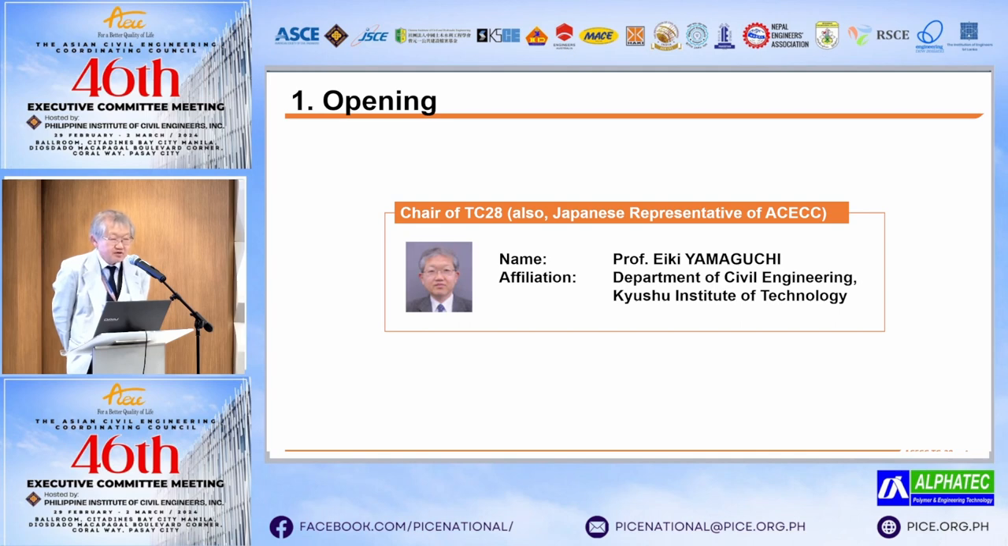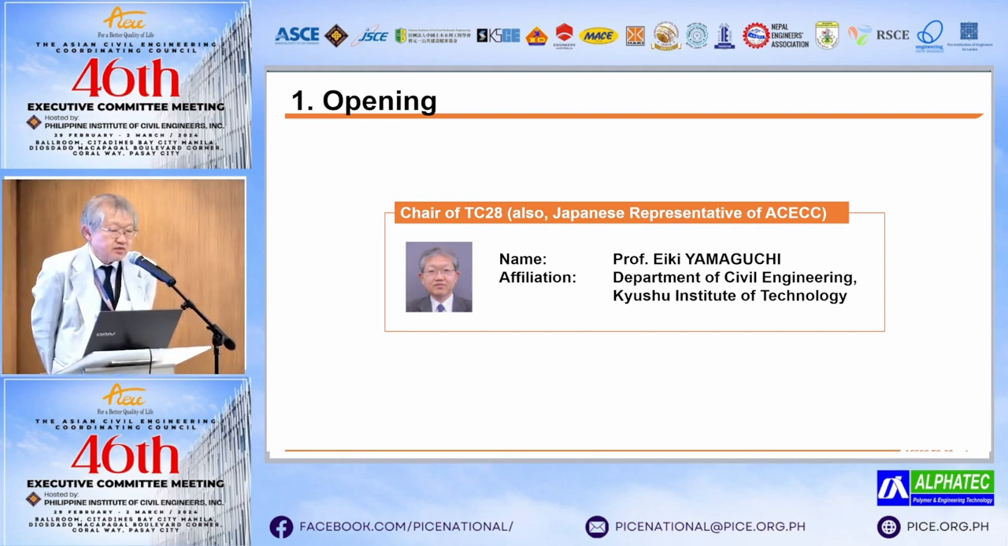So we actually have a big social problem in Japan, the aging of the infrastructures. But replacement of those old bridges, for example, is not feasible because it costs too much. So we try to maintain them and extend their life. For that, one means to evaluate how good or how bad the infrastructure is, is monitoring. And our TC tries to see how to apply monitoring to evaluate the performance of the old infrastructures and to see what we can do with those aging infrastructures.